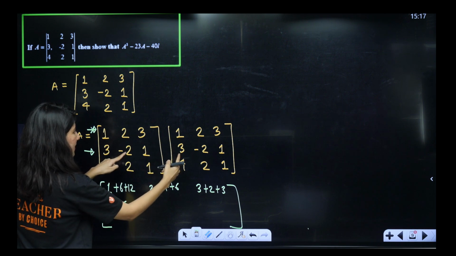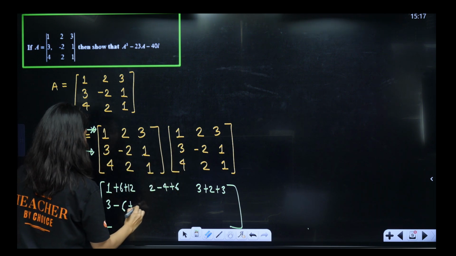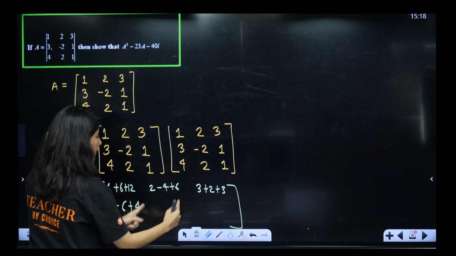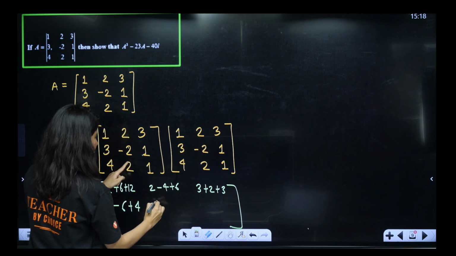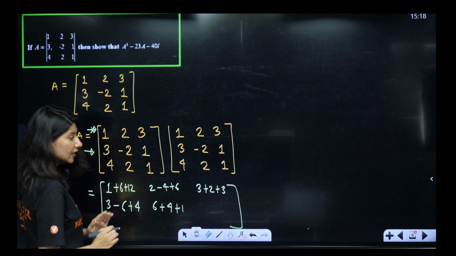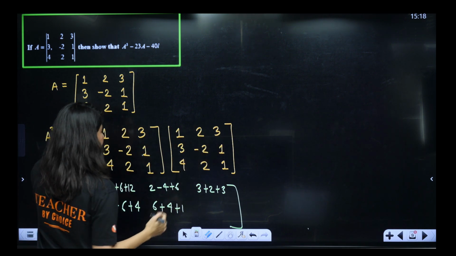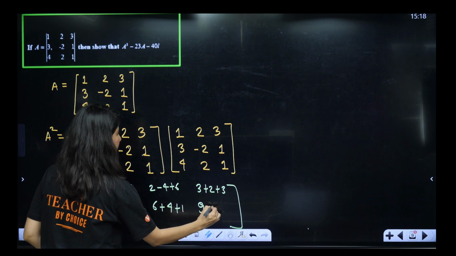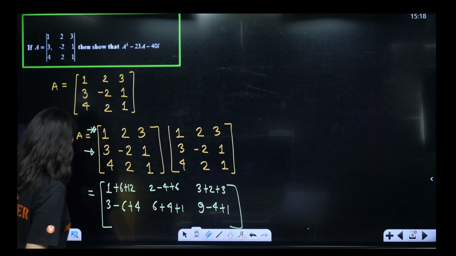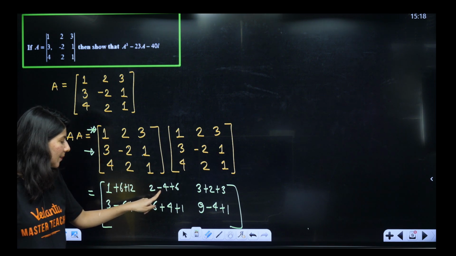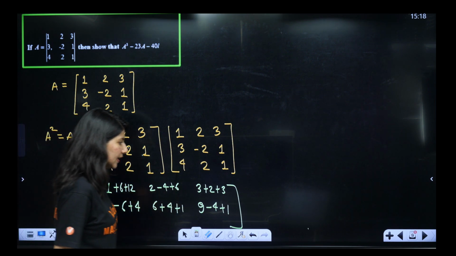3 minus 6 and plus 4. Row 2, column 1 here. Row 2, column 2 here. So 3 2s are 6, minus, plus 4 and plus 1 here. And then row 2, column 3 here. So it will be 3 3s are 9, minus 4 plus 1. Okay. So what you're going to get is 19, then 6 minus 2, 4, and then 8.